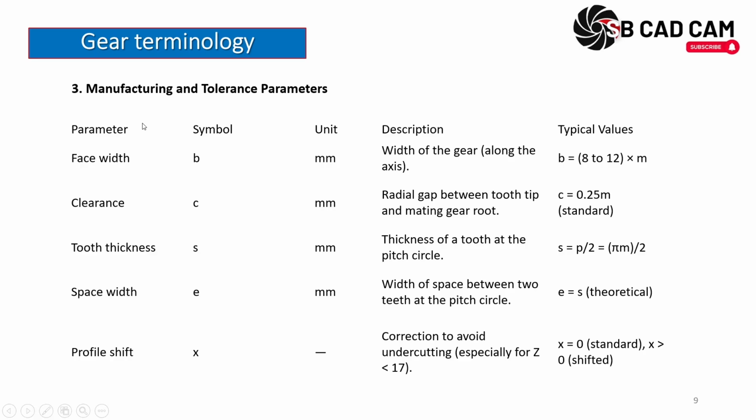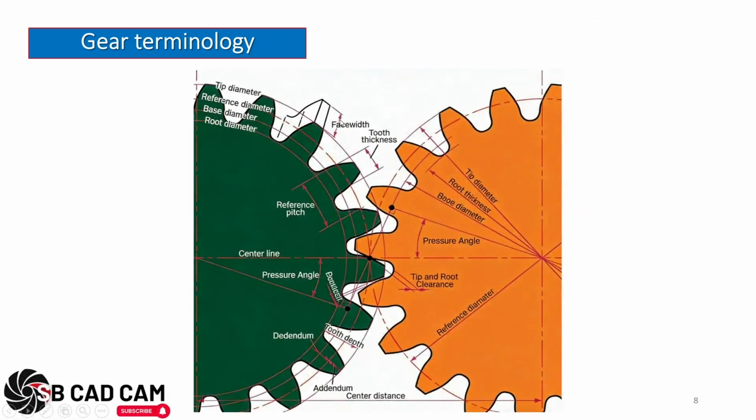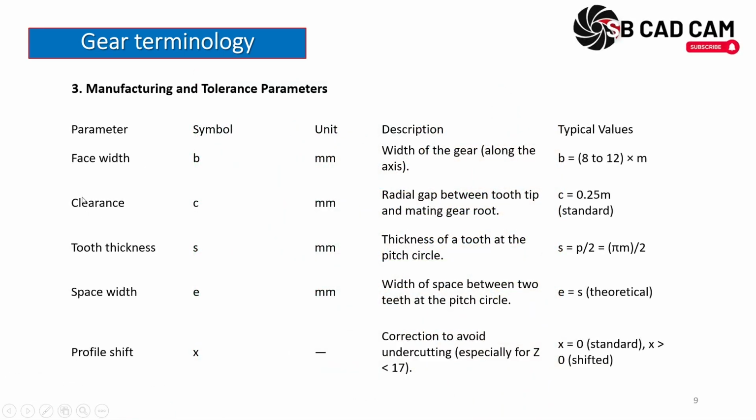So now we will talk about manufacturing and tolerance parameters. We have the face width. It is the width of the gear. We can find it here, face width. And the clearance, it is a radial gap between the tooth tip and the meshing gear root.